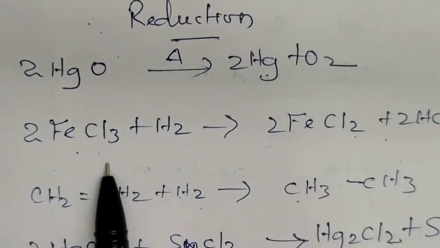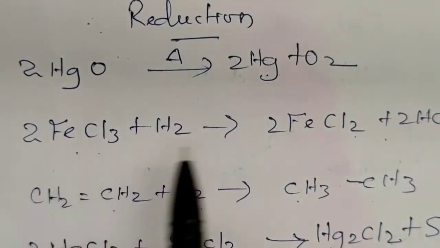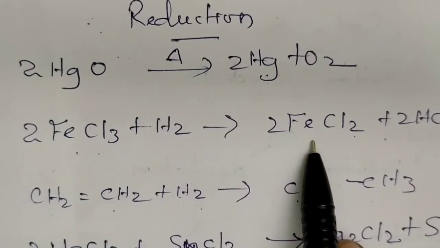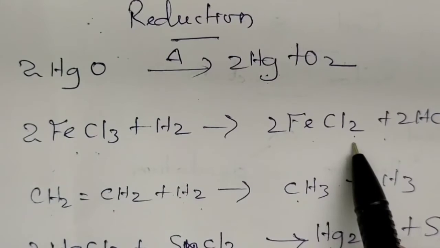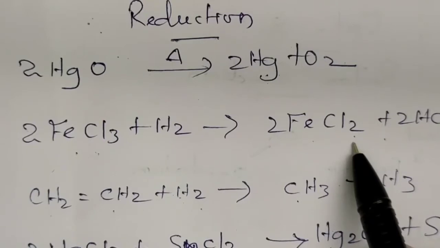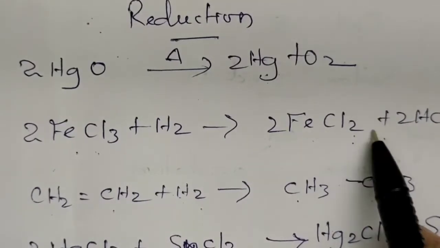Similarly, in this reaction, ferric chloride is converted into ferrous chloride. Here 3 Cl is present, here only 2 Cl is present. That means Cl is removed. What is Cl? An electronegative element. So removal of oxygen or an electronegative element is called reduction.